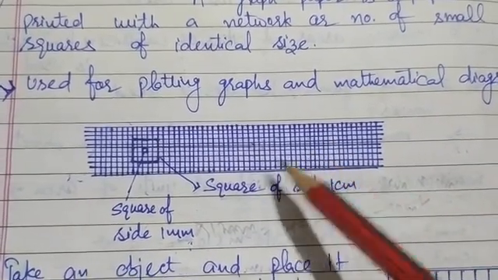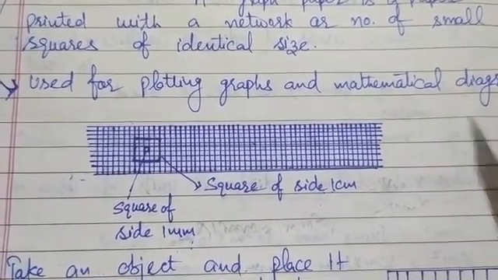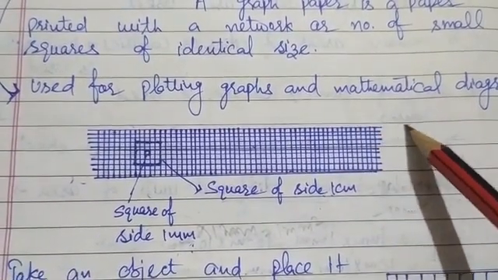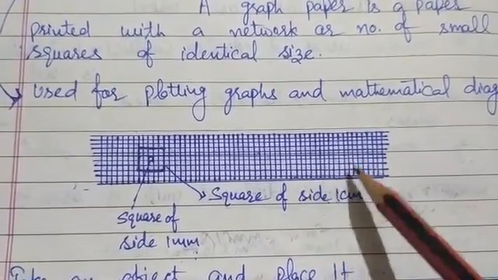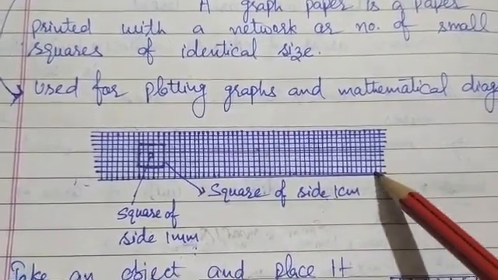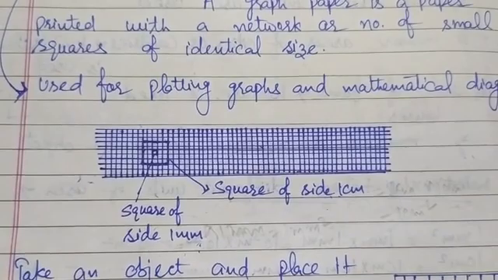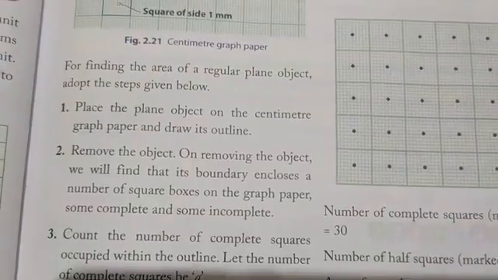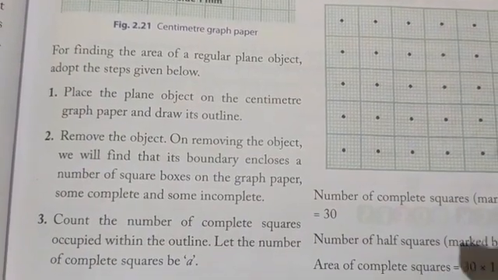If we take the smaller square graph paper, then it will give us a better estimation of the area of irregular objects. But if we use the bigger ones, then in that case the estimation will be quite low. But in this case, if we take very small squares, then counting will be difficult. So we can use the graph paper according to our requirement and convenience.